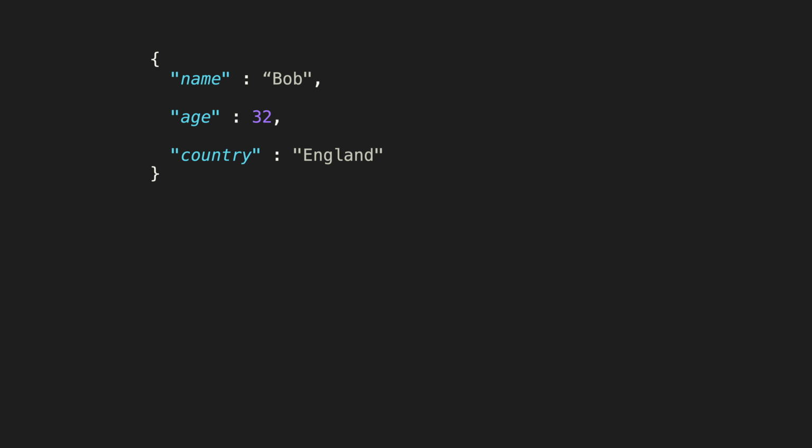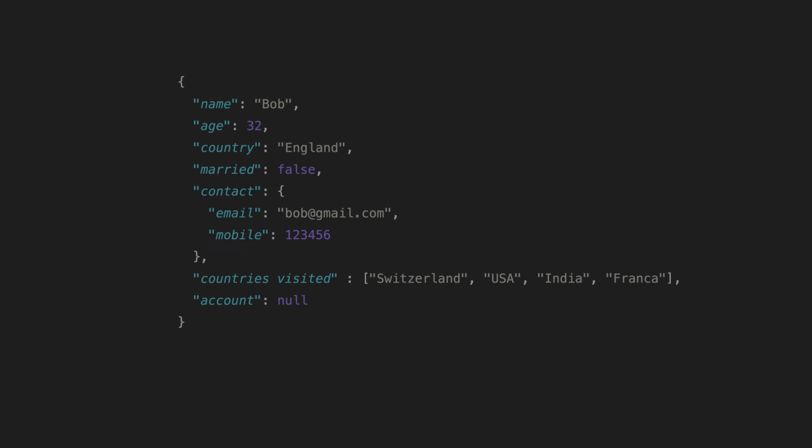Okay, now the keys of an object will always be a string. As you can see, we are writing the key inside a double quote, right? And the value can be any data type that we have been discussing so far. As you can see, name and the country has a string value, but the value of the age is a number, right? Let's see a complex object.